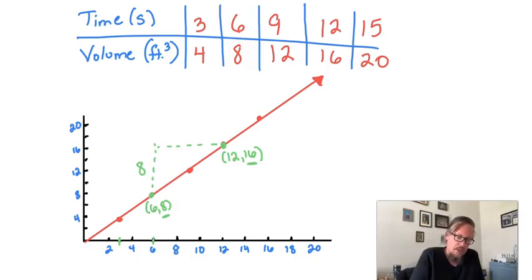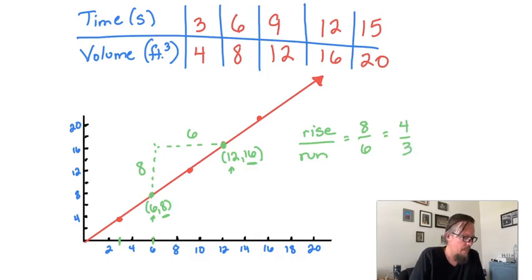And then the x coordinates, that would be this 6 right here and this 12 right here. So if I'm at 6 and I'm counting over to 12, it goes 6, 7, 8, 9, 10, 11, 12. How many times did I count over? 6. So my rise over run would be 8 over 6, which reduces to 4/3.